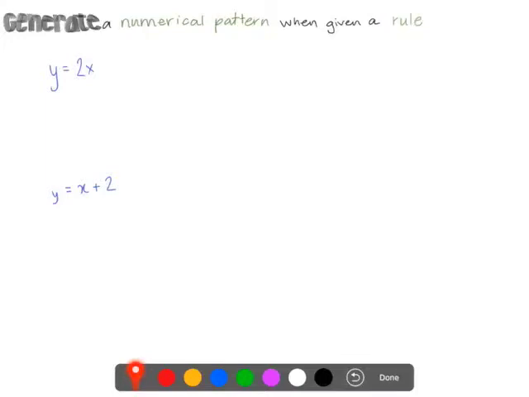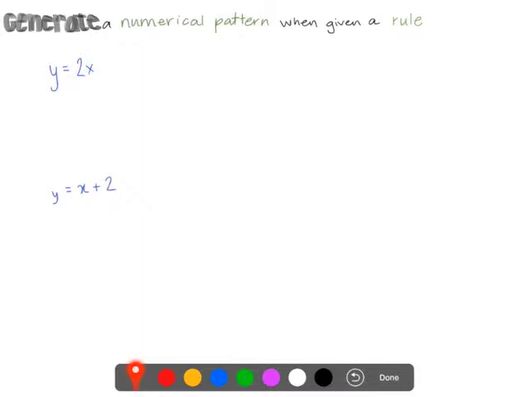In this video, you're going to learn how to generate a numerical pattern when given a rule. And you've learned to do that a long time ago. Let's go ahead and look at our first rule.